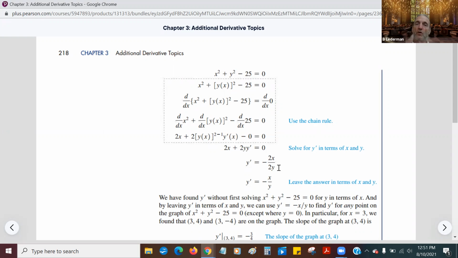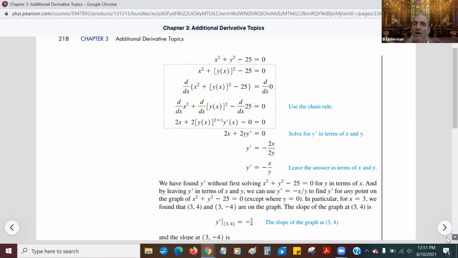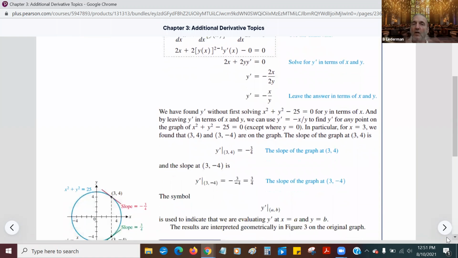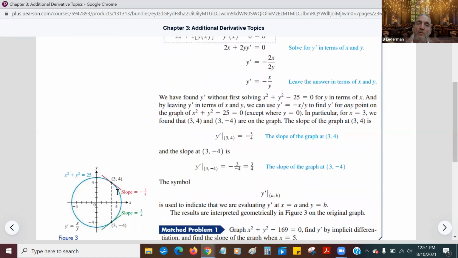I have negative 2x over 2y, which just becomes negative x over y, which means that if I have any point x comma y on my graph, the slope of the tangent at that point is going to be negative x over y, depending on what the x and y values are. That's going to make our lives very, very simple, because I just want to now look at the points (3, 4) and (3, negative 4).